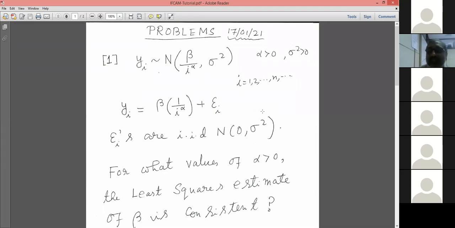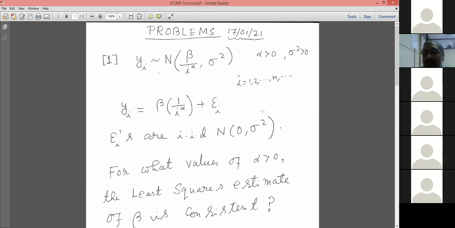Okay, good. Now you tell me, it's a problem in calculus. For what value of alpha will this go to 0? In order for this to go to 0, what should happen to summation i to the power minus 2 alpha? It should diverge, it should go to infinity, right?